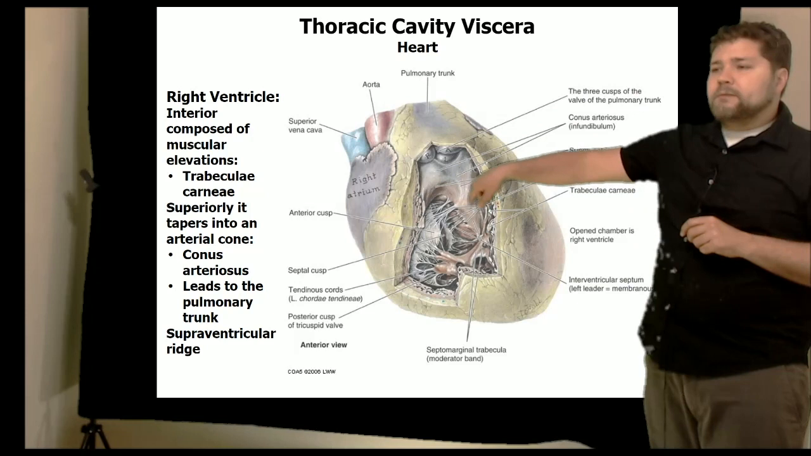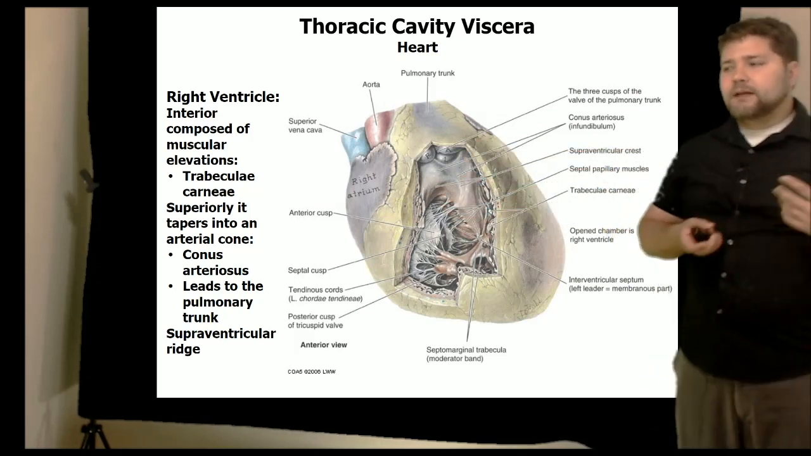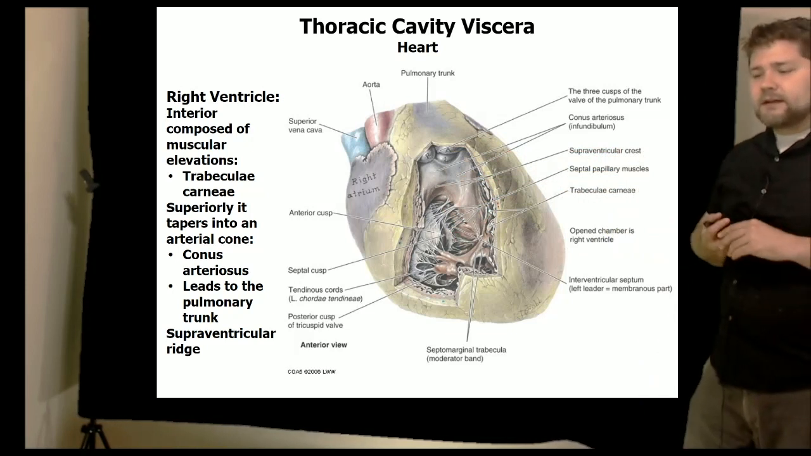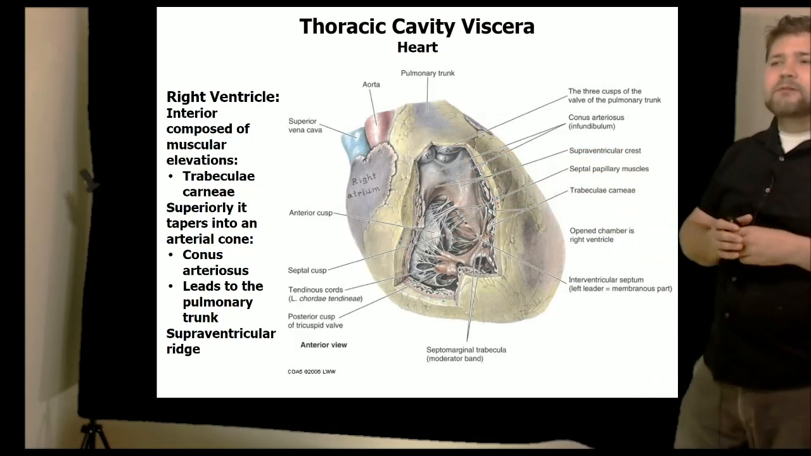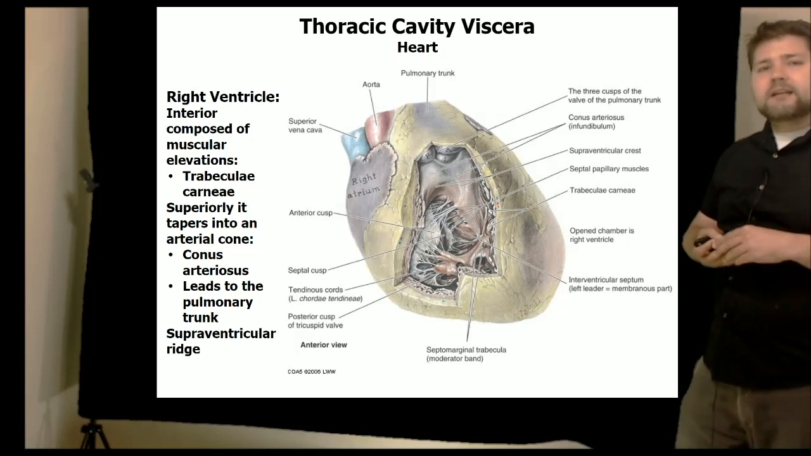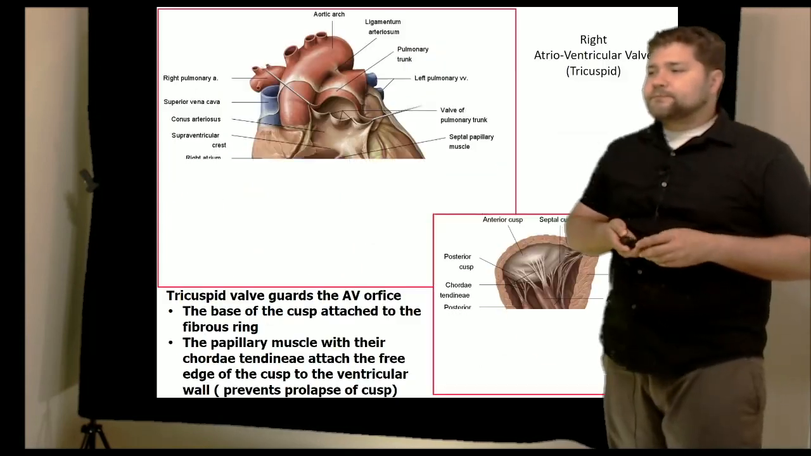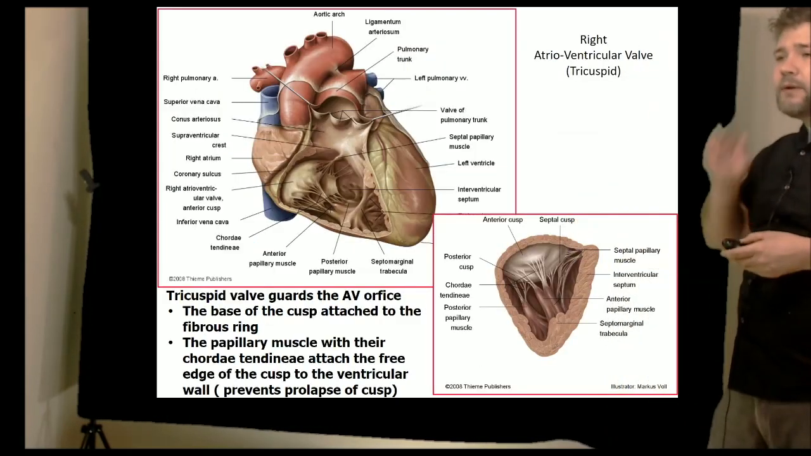The dividing point between the rough patch and the smooth patch we refer to as the supraventricular ridge. It's really kind of a pain. Nothing I would ever seriously tag, but it's something to be mindful of. Just like the crista terminalis in the atrium was a dividing point between rough and smooth, we have one in the right ventricle.